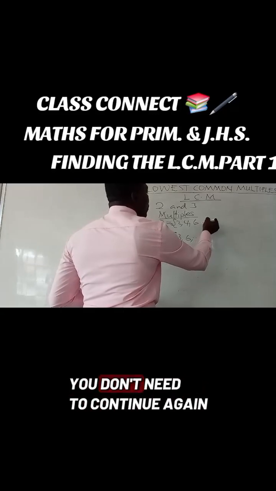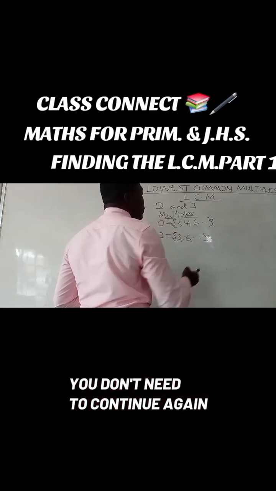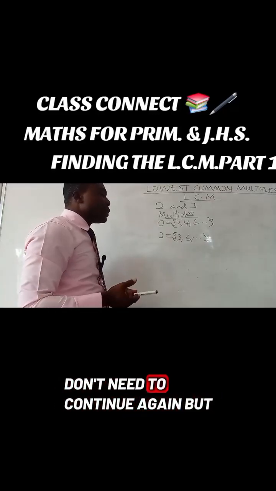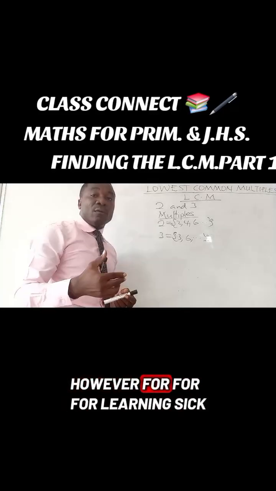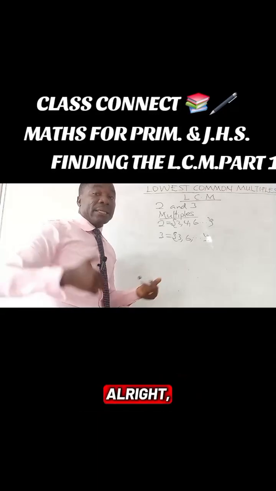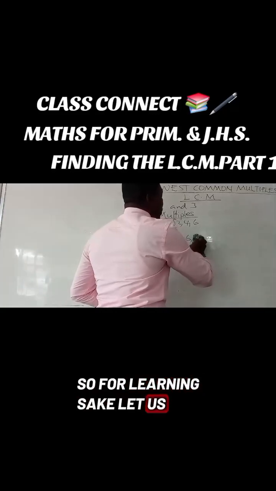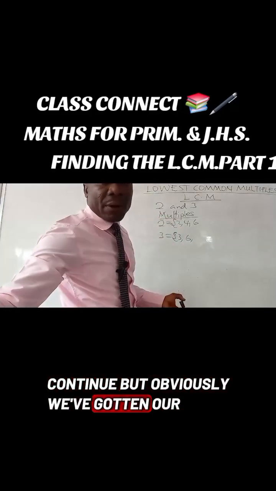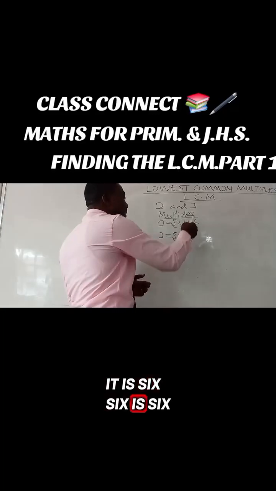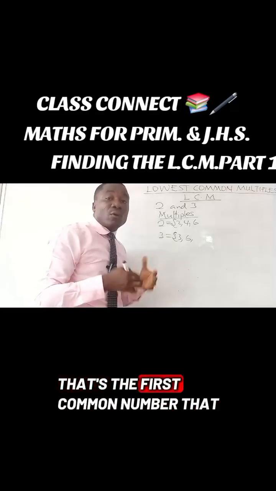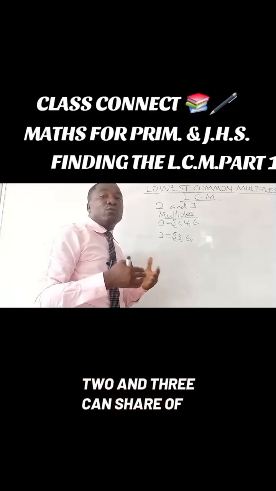Once I've gotten it, you don't need to continue again. But for learning's sake, let us continue. Obviously, we've gotten our answer. It is 6. 6 is here, 6 is here. So that's the LCM of 2 and 3. That's the first common number that 2 and 3 can share. Of course, 2 and 3 can share 12.